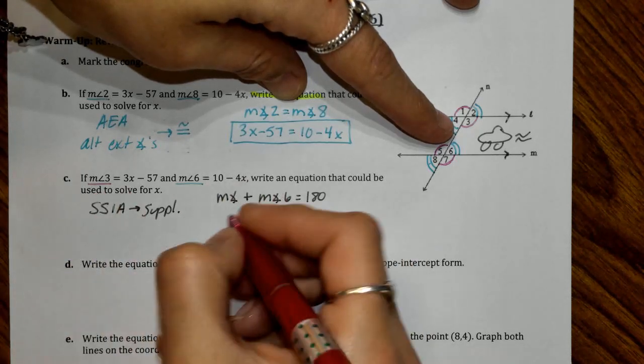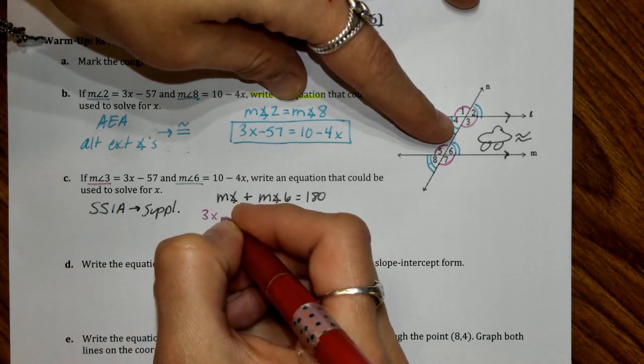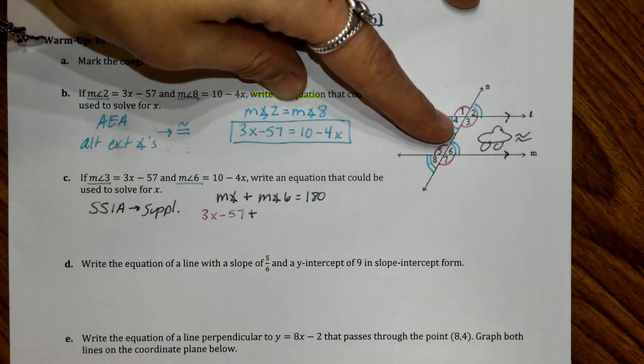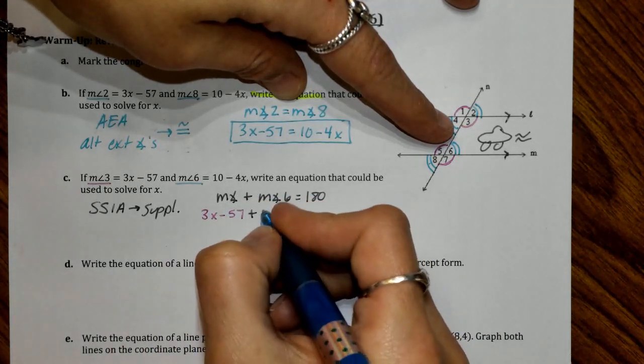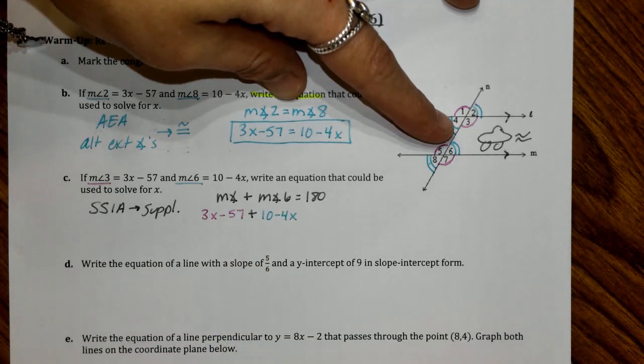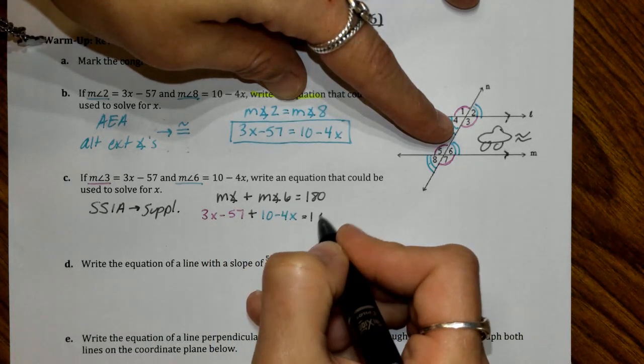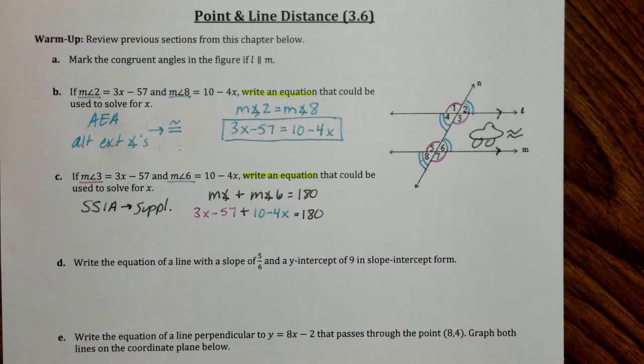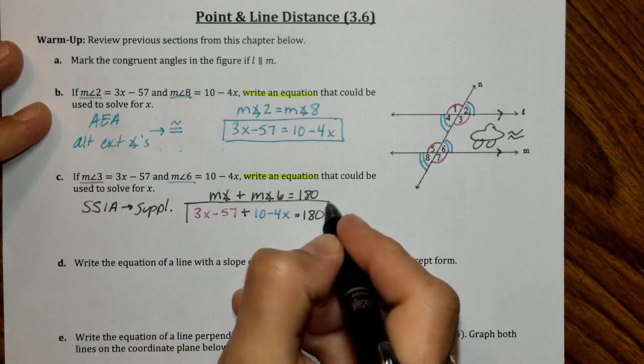The measure of angle 3 was 3x minus 57. We add the measure of angle 6, which was 10 minus 4x, all equal to 180. Again, we're only writing an equation. It uses the same algebra, but now we have a supplementary one. So this is our answer for this.